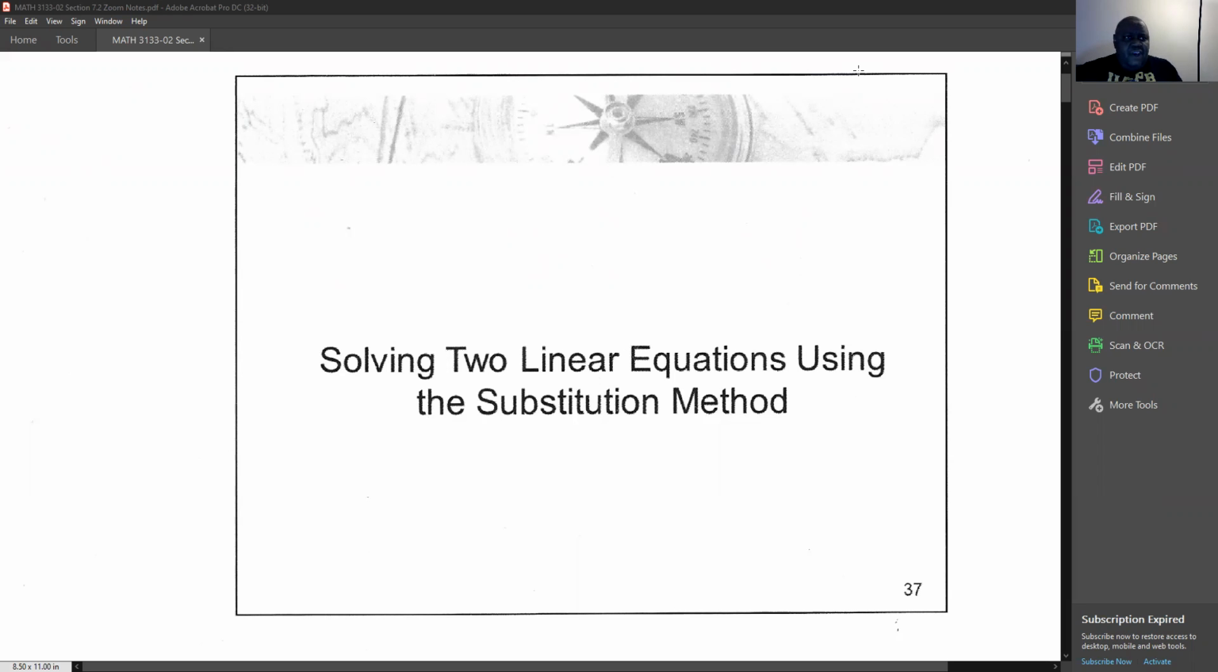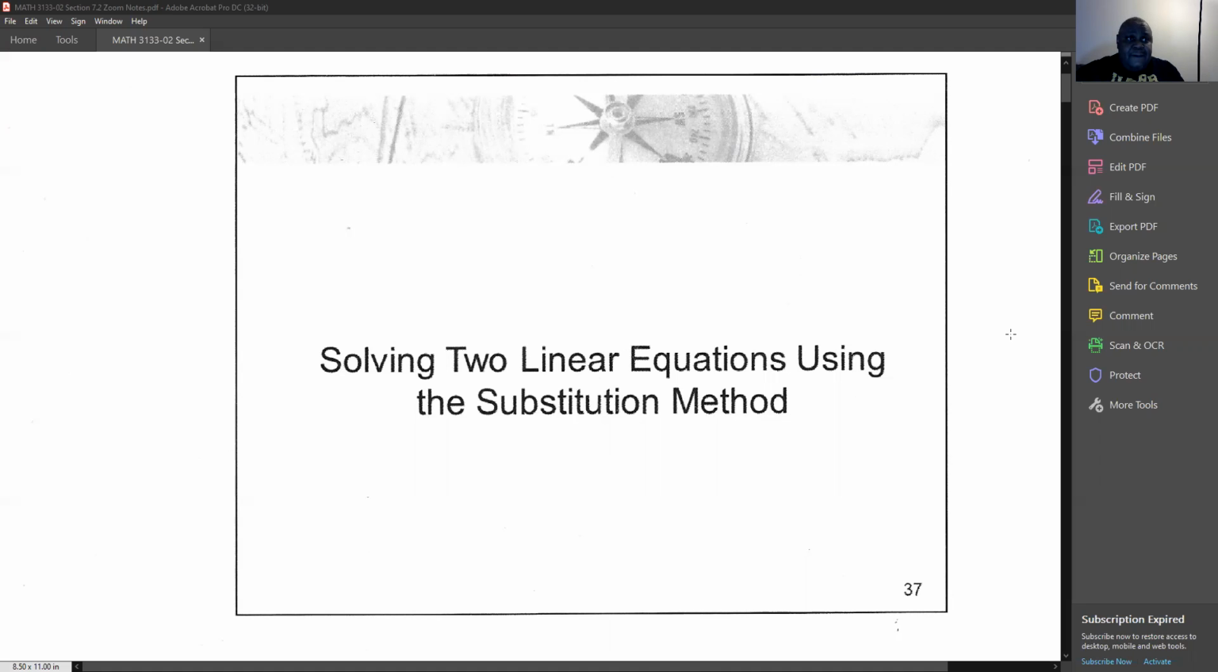Okay, in this video, we're going to finish up section 7.2, where I left off last time in class. This part deals with solving two linear equations using the substitution method. If you recall, last time we talked about the intersection method, where we had to draw two lines on a coordinate plane and find the point of intersection. That point of intersection represents the solution to that system of linear equations in two variables.